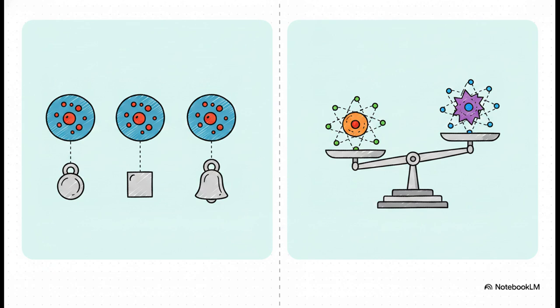Now, on the right, we have isobars. These are entirely different elements altogether, like argon-40 and calcium-40. They have completely different atomic numbers, but they just happen to share the exact same mass number. Same mass, totally different identity.